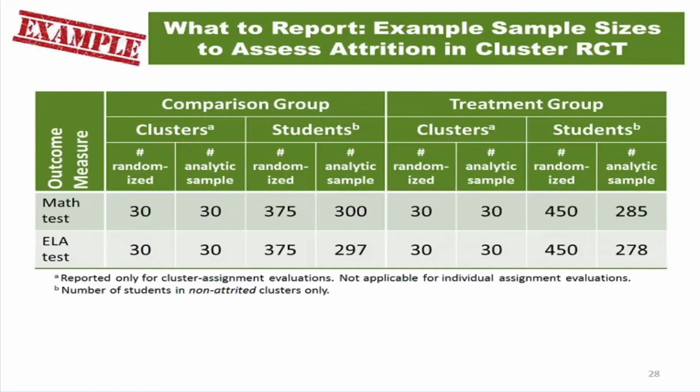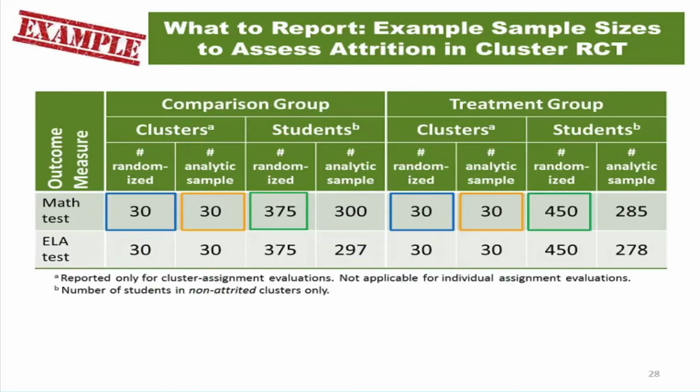And here's an example of a table that reports the necessary sample size information to calculate cluster attrition rates and student attrition rates for a cluster RCT. The table includes the number of clusters randomly assigned to each condition and the number of clusters in the analytic sample in each condition, the number of students in non-attrited clusters that were randomized to each condition, even though in this example, none of the clusters attrited, and then the number of students in the analytic sample by condition. Again, most evaluation reports will include the attrition rates, but just this sample size information is sufficient, even if attrition rates are not.